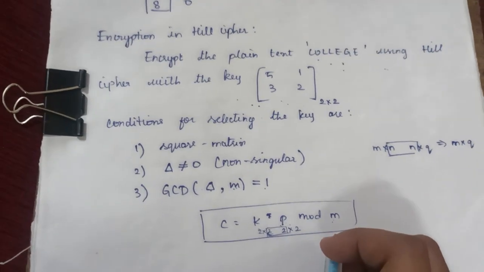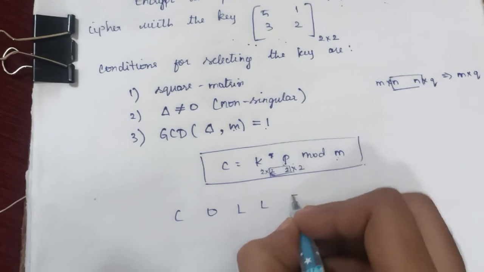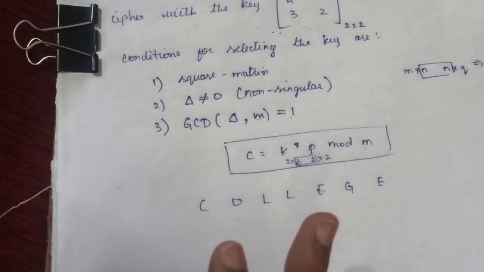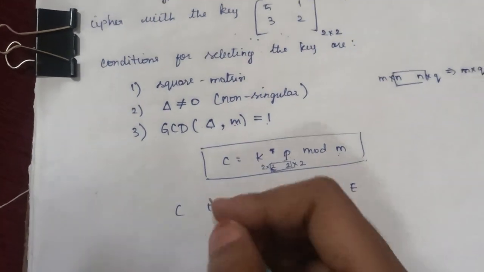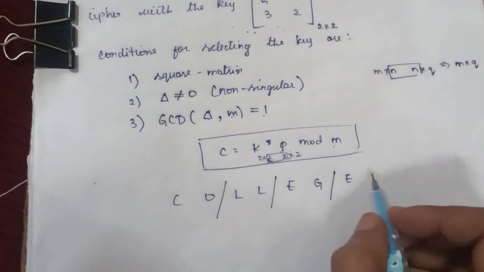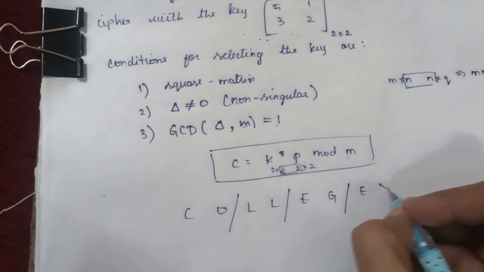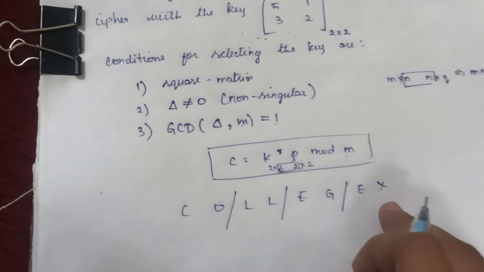Okay, let me divide it. So C O L L E G E. I need 2 rows for sure. So I'm just dividing this into syllables like C O L L E G, and this E is alone. For this I'm just doing a padding, like I'm just adding some X. So this is the filler value.